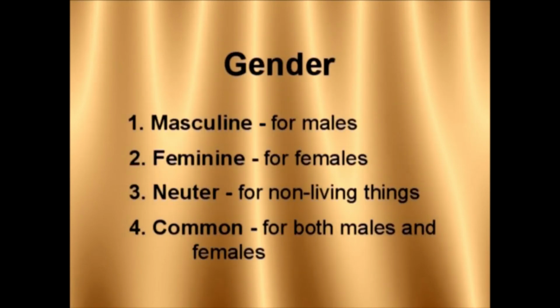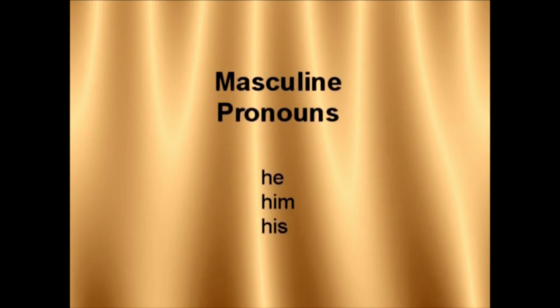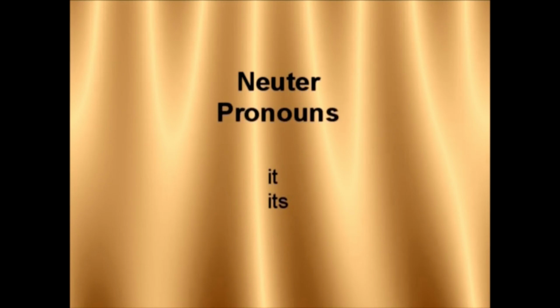Like nouns, pronouns have gender. Masculine for males, feminine for females, neuter for non-living things, and also common for both males and females. Examples of masculine pronouns: he, him, his. Examples of feminine pronouns: she, her, hers. Examples of neuter pronouns: it, its.